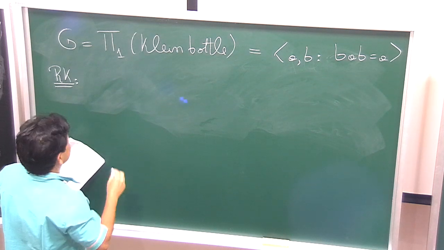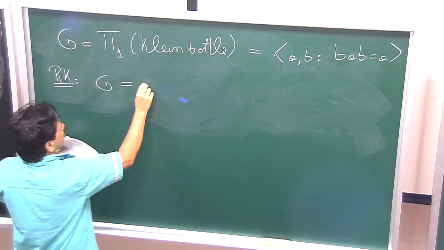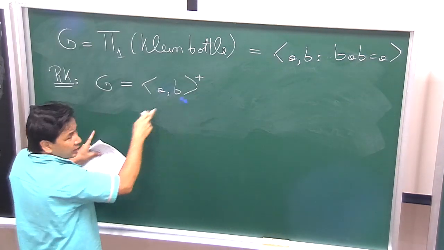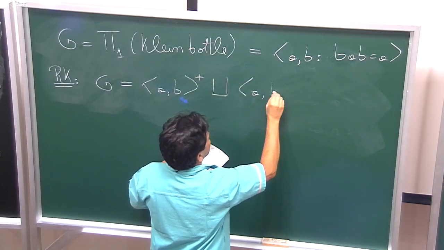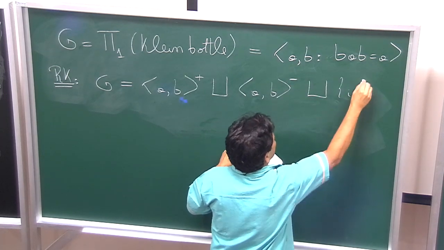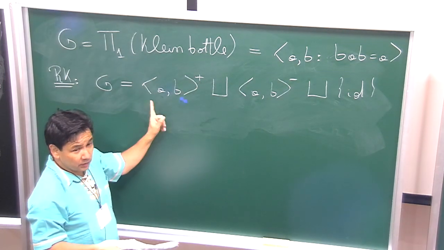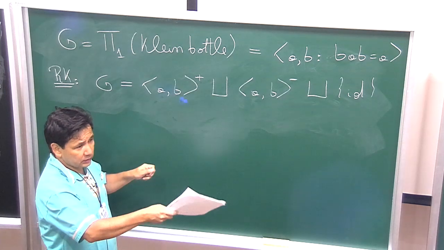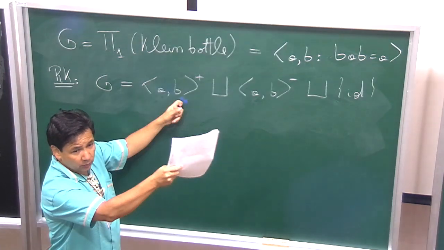And the remark is the following. So G, this group G, the pi 1 of the Klein bottle, may be written as the disjoint union of the semigroup generated by A and B and the semigroup of the inverses. So this is the semigroup generated by A and B. This is the set of elements that may be written as a combination of A and B with positive powers. Okay?